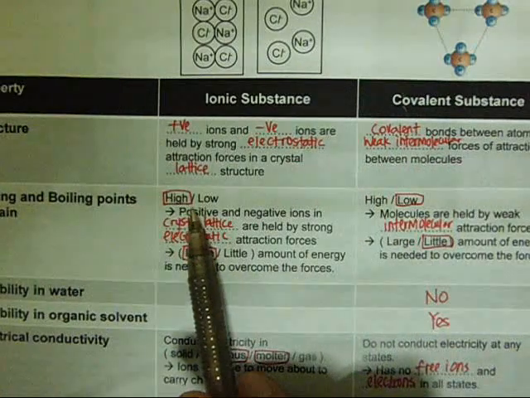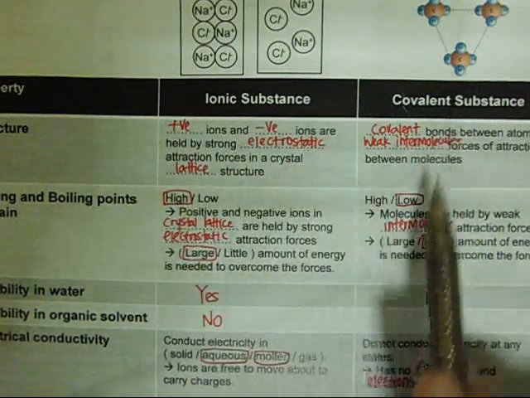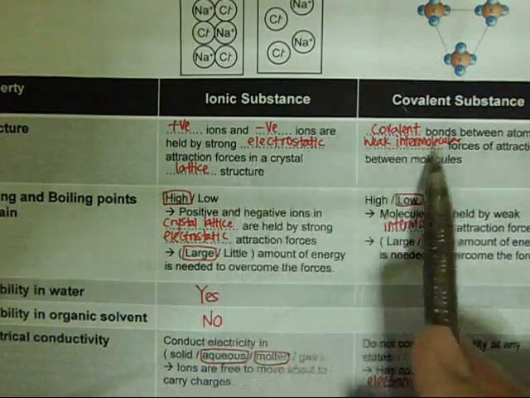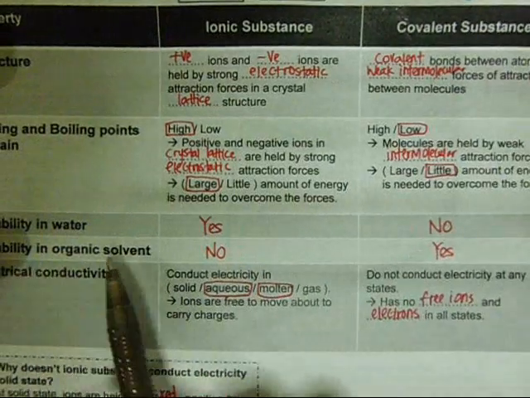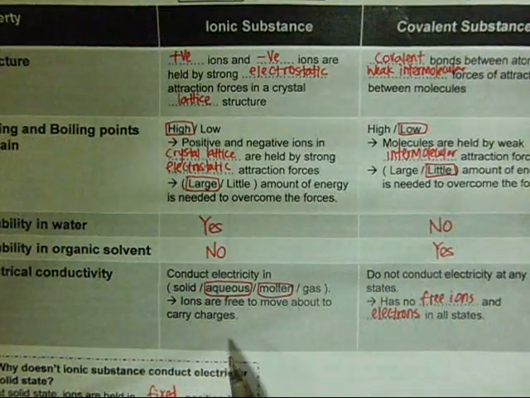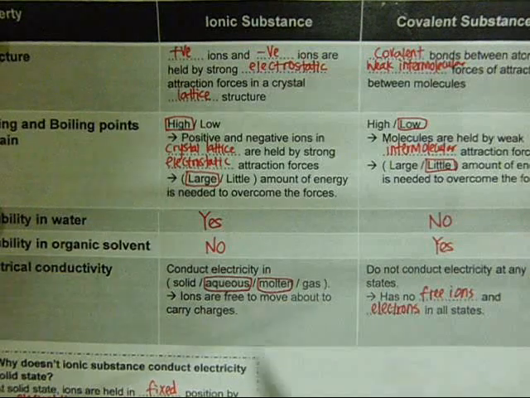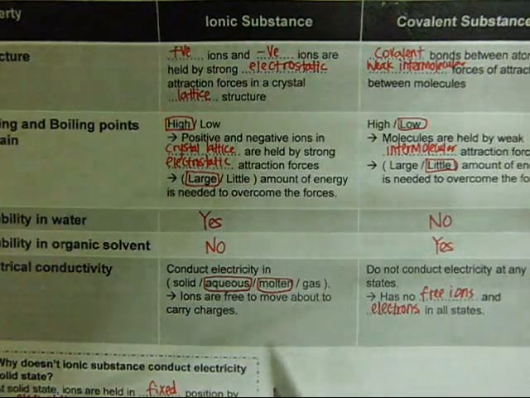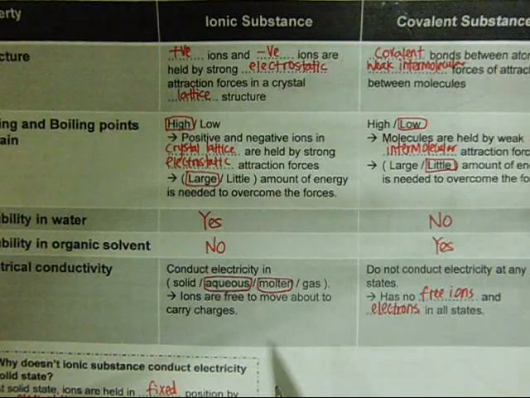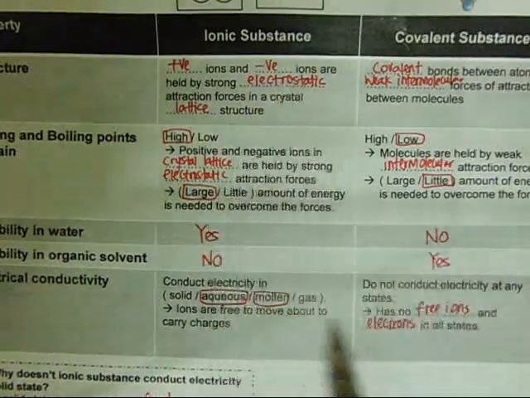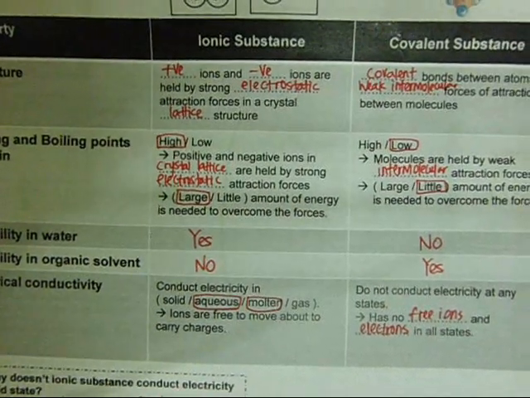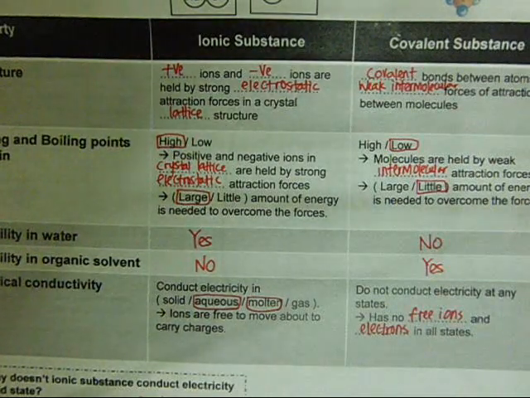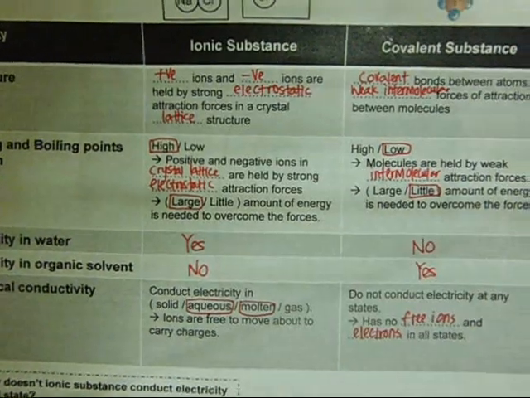And then for the melting and boiling point, ionic substance is high, covalent is low, and for the reason, you must go back to the structure. Solubility in water: yes, no, no, yes. Solubility in organic solvent, as well as electrical conductivity. So whenever a question asks you to compare ionic substance and covalent substance, some of these things must be applicable. This table is very important because it shows you the comparisons for each property for ionic and covalent substance.